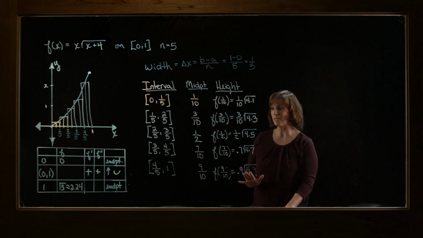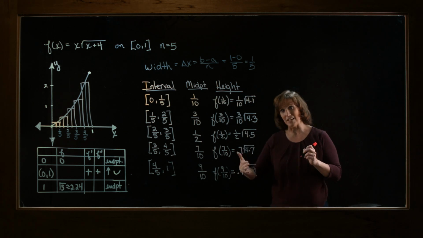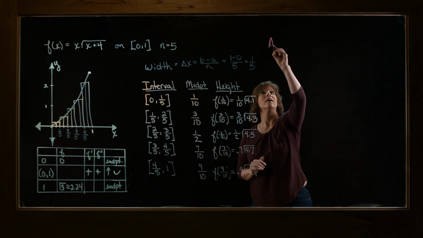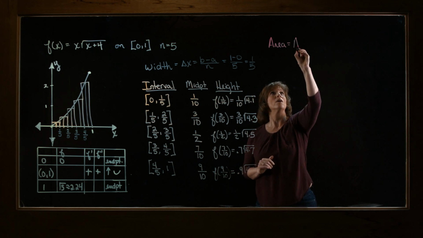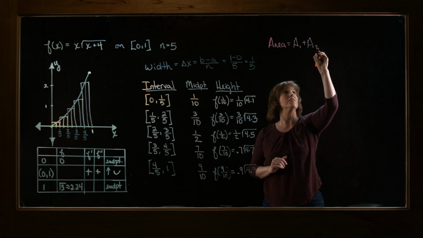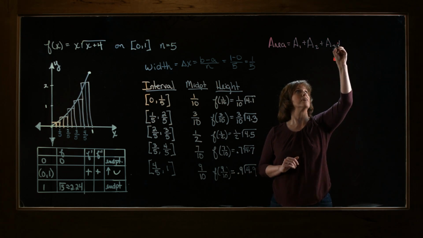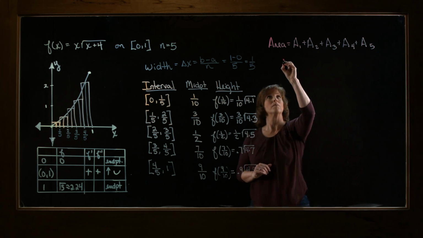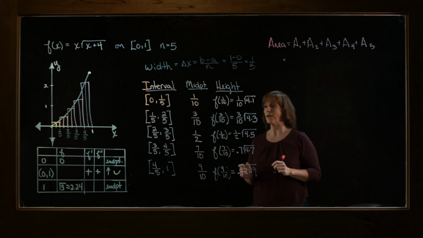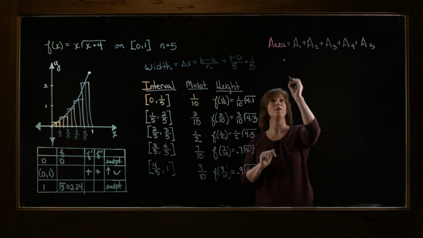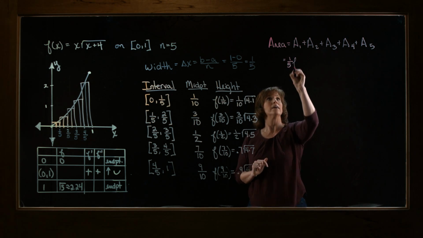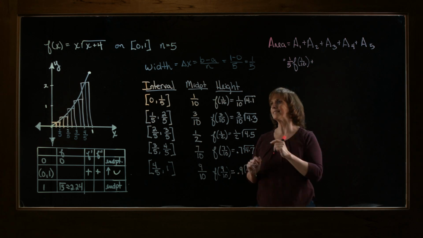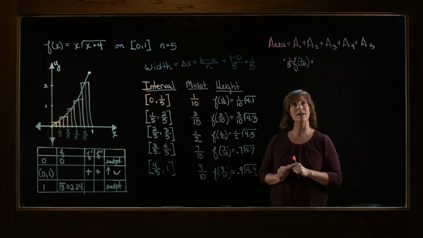Okay, I have all the pieces put together now. I have all the individual pieces. I need to put them together now. So my area of all of those rectangles will be the area of each of the individual rectangles, and then I need to add them together. Well, my first rectangle, remember the width is always 1/5, will be 1/5 times f of 1/10, because that's the height of my first rectangle.